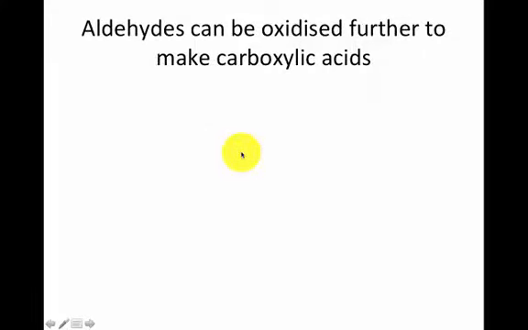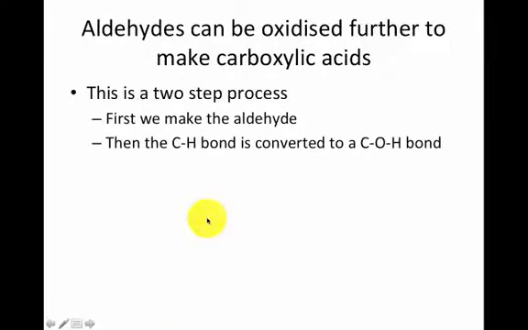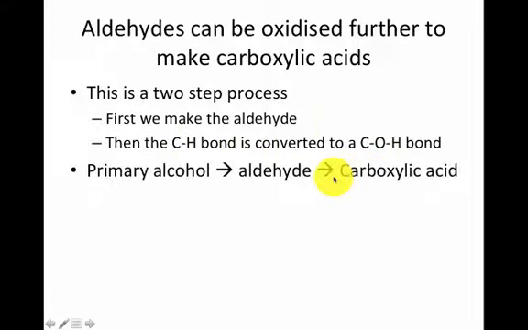Now, our aldehydes, as we alluded to earlier, can be oxidized further to make carboxylic acids. This is a two-step process. You're going to make the aldehyde first, then you're going to break the CH bond on your aldehyde, and make that a COH bond to make your carboxylic acid. Here, we've not only broken a CH bond, but we've added an oxygen in, so it's definitely oxidation.